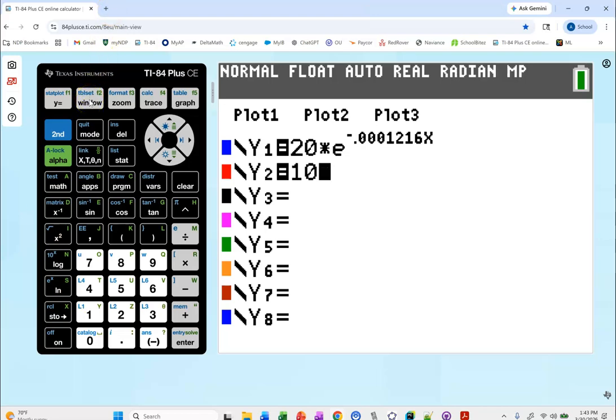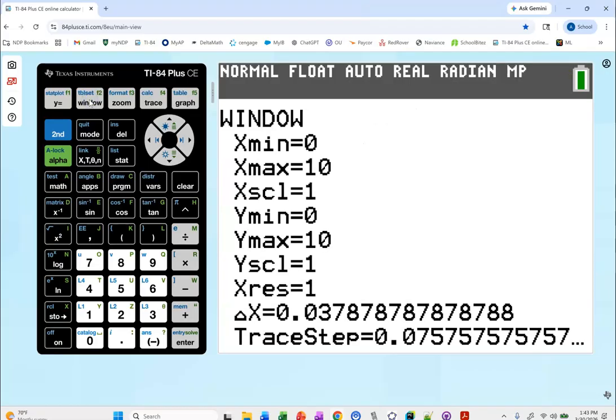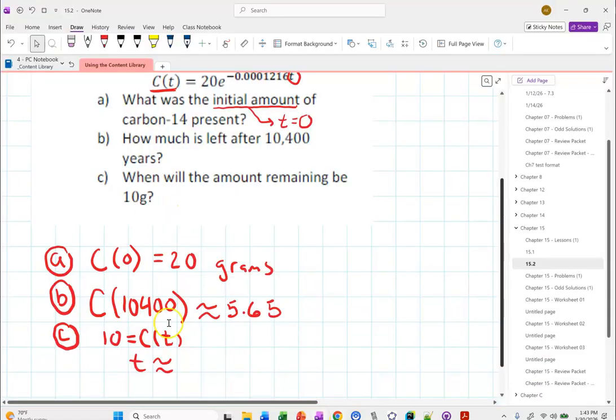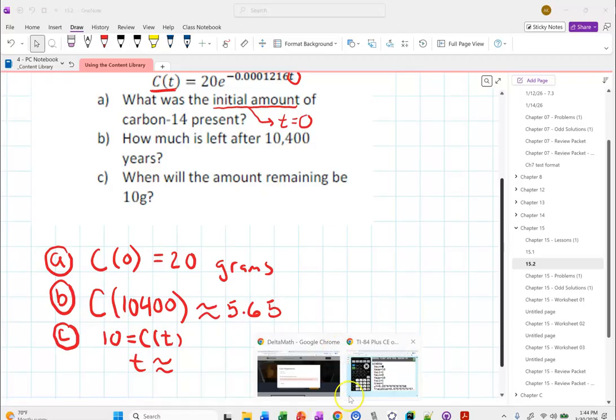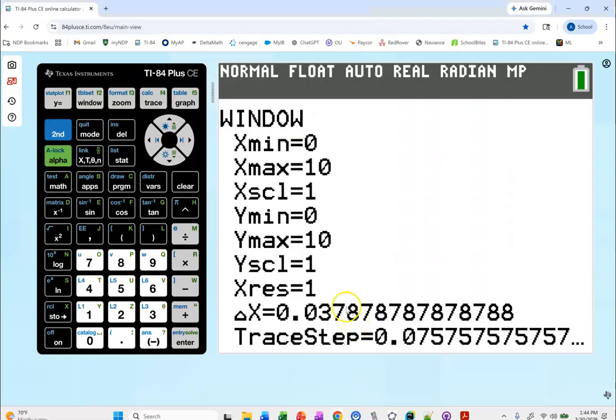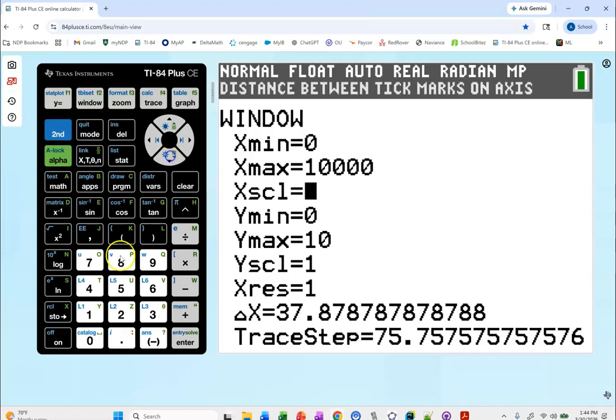The hardest part here is going to be setting my window to get a decent view. x is representing time. Time starts at 0, so that's a good x-min. And I know from the problem that by the time I get to 10,400, I have less than 10 grams left, so that feels like a good upper bound. I'll do 10,000 as my x max. Is everybody good with how I figured that out by looking at my previous answer? And scaling by 1,000 makes sense.